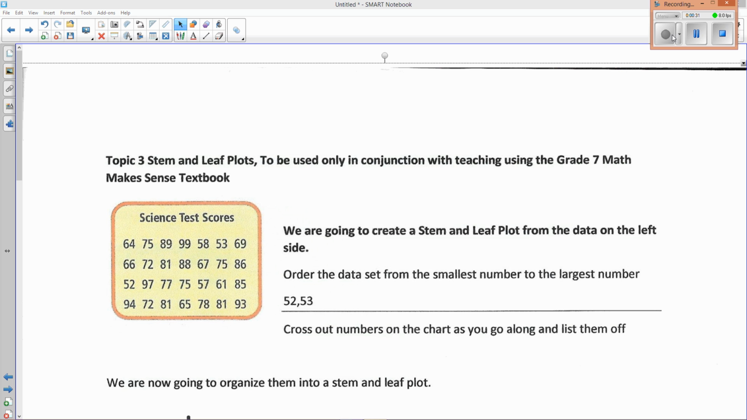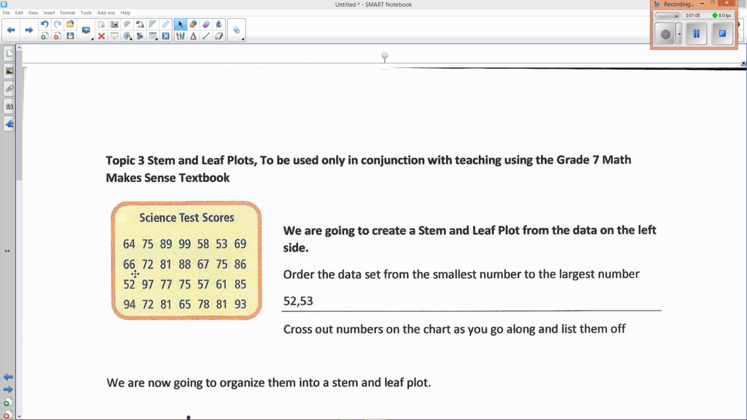All right, so some of you were able to do this on the diagnostic and some of you couldn't, which is okay. So we're going to go over it in today's lesson as well. We're going to go over stem and leaf plots and how to change data sets into them. Then we're going to take a look at how to calculate mean, median, and mode, and how we can use them to make inferences about the data sets. Again, this stuff's only supposed to be used with Math Makes Sense, grade 7, the textbook. We're working on chapter 5-3.